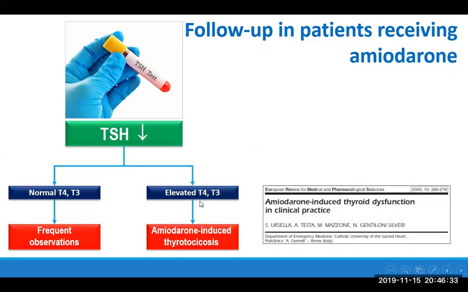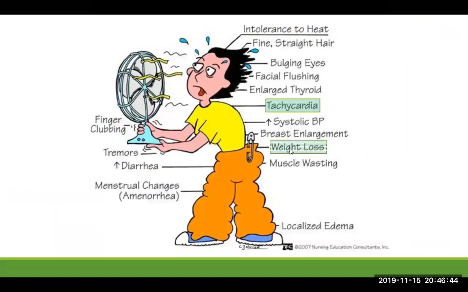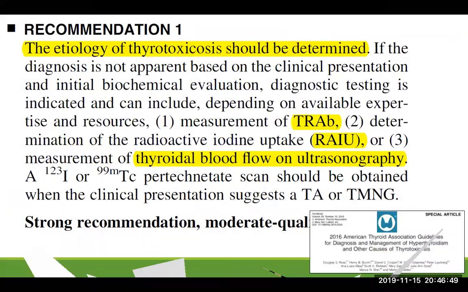If T3 and T4 are elevated, this is amiodarone-induced thyrotoxicosis. T3 and T4 are elevated and the TSH is low. This is amiodarone-induced thyrotoxicosis, and of course the manifestations of thyrotoxicosis are tachycardia, weight loss, tremor, diarrhea, and so on. This is not very important, but for the etiology of thyrotoxicosis, the guidelines published by the ETA recommend doing TRAB, TSH receptor antibody, radioactive iodine uptake, or thyroid blood flow on ultrasonography. These three modalities for detecting the etiology of thyrotoxicosis are very important because the treatment is different.